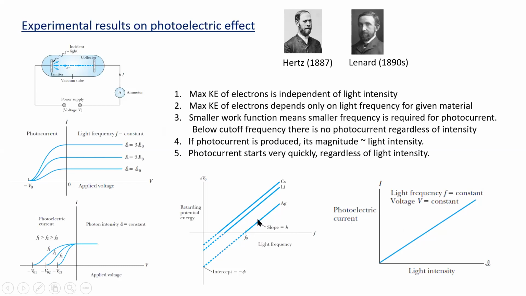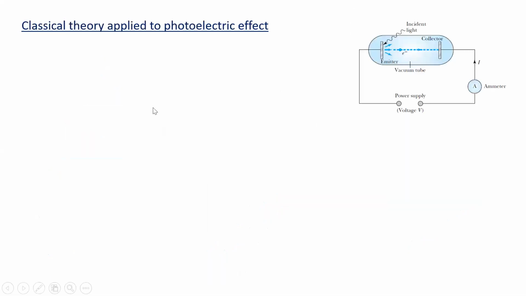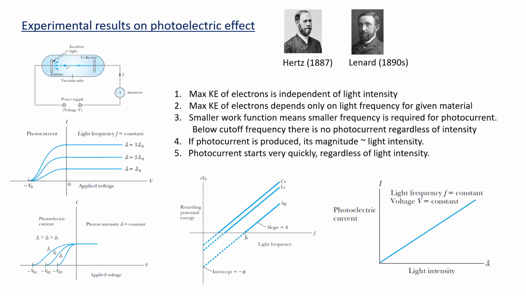And then fifth, it turns out that the photocurrent starts very quickly, regardless of light intensity. So even with a very, very unintense light, if we shine it on this emitter, we're going to get a current, and the current pops on instantly. There's no real delay. Okay, so those are the main experimental effects that were discovered by Hertz and Lenard.